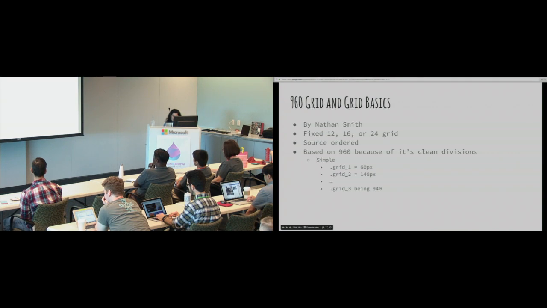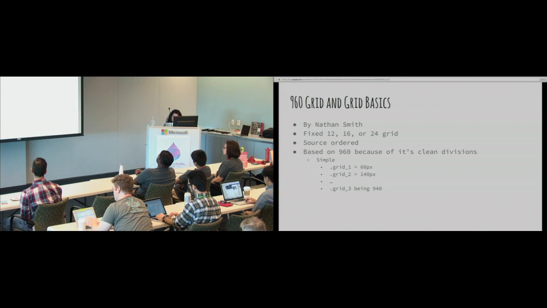So starting with the 960 grid and grid basics by Nathan Smith. The 960 grid was a fixed 12, 16, or 24 grid, which featured source ordering. It was a simple way to lay out websites using the 960 pixel wide grid. 960 was used because that number makes a lot of clean divisions when you consider margins and column widths. It was really easy to use.